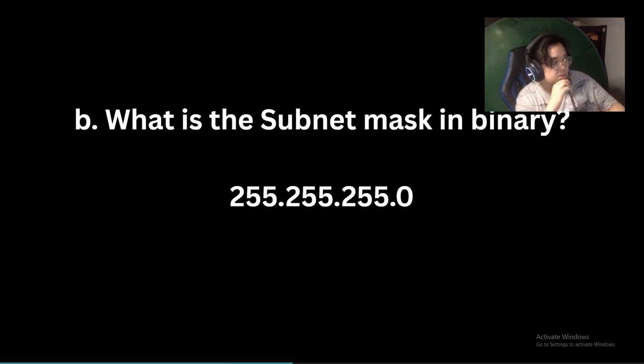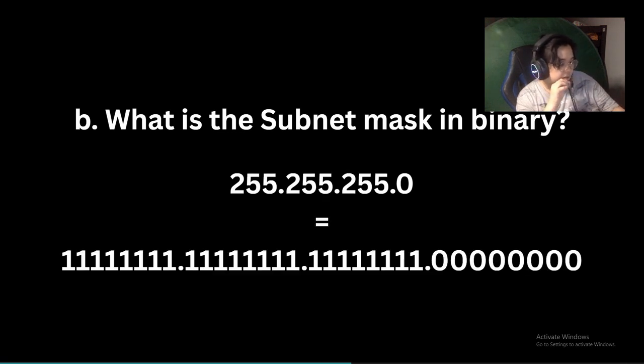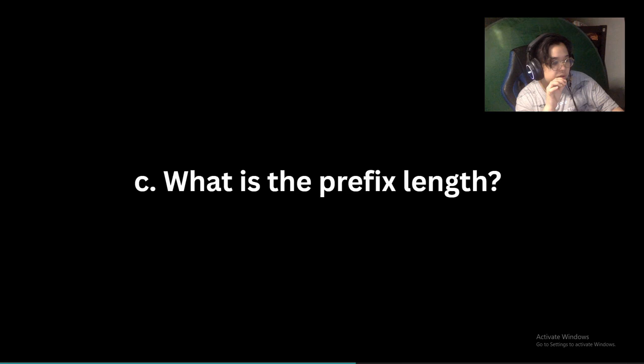For the next question, what is the subnet mask in binary? So this is our subnet mask, 255.255.255.0. In binary, it becomes like this. The ones here are the network portion, while the zeros represent the host portion of the IP address.